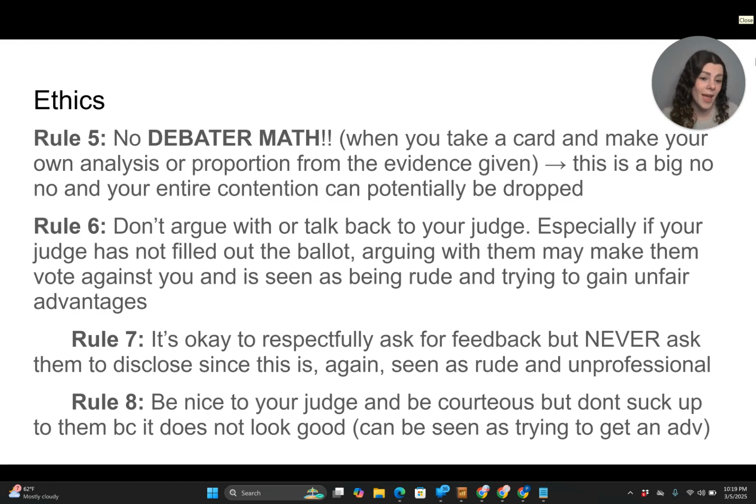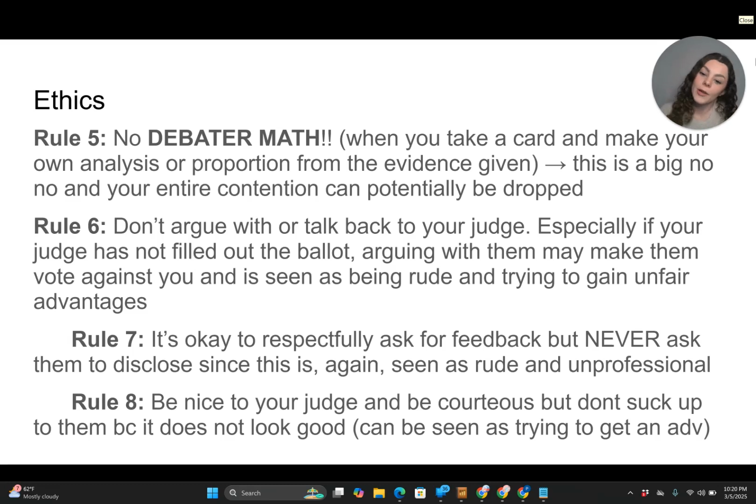That's not okay. You can't add a bunch of stats from a bunch of sources and present that. Also, if someone gives you a percentage, you can't convert that into a whole number. Strictly use numbers that are provided to you. Do not do debater math. Big no-no. If an experienced judge catches you doing that, that's not going to end well for you.